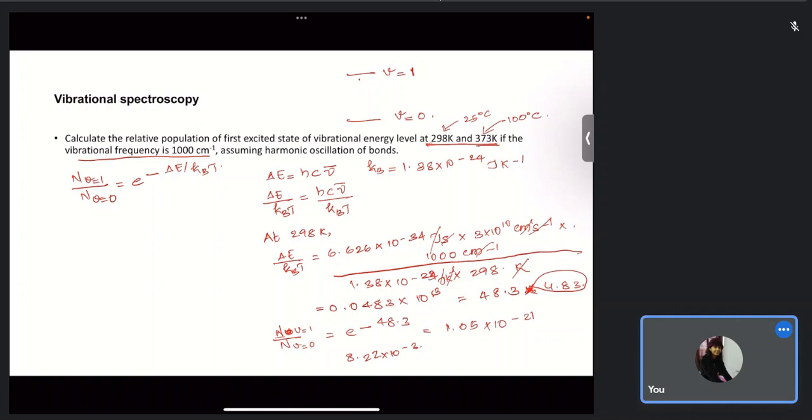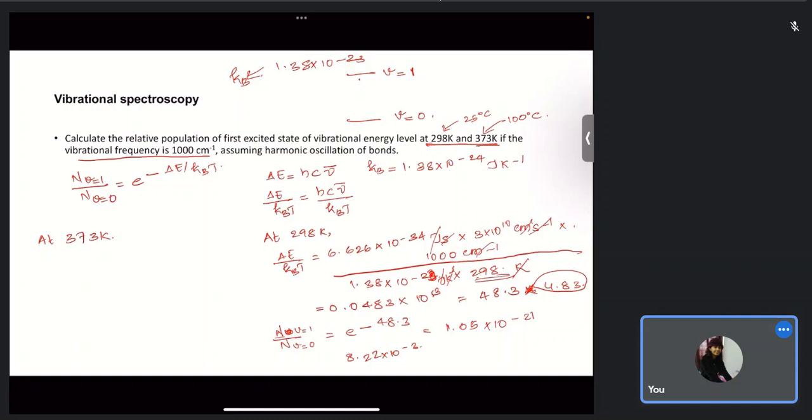I think this is 10 to the power minus 23 rather than 10 to the power minus 24. I think that's where the mistake is. I'll check what is the exact power for kB. I think it is 1.38 into 10 to the power minus 23 instead of 10 to the power minus 24. I'll check and get back to you in the next tutorial. Otherwise, this is how the calculation follows. And at 373 Kelvin, we can follow the same calculation. Instead of 298, you put in 373 and find the value.